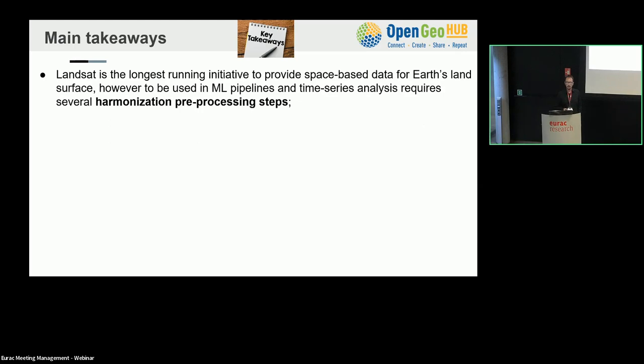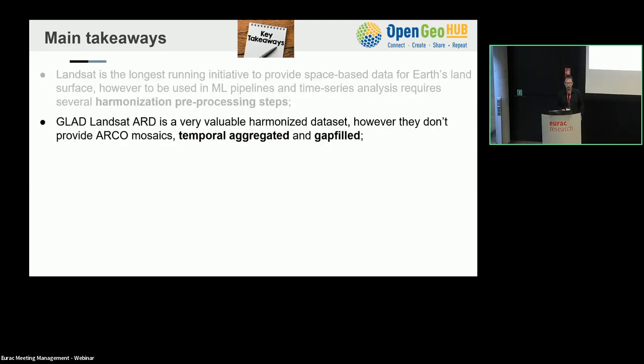Landsat is really the longest running initiative to provide space-based data for the Earth's land surface. But to really integrate it in a machine learning pipeline and time series, it requires a lot of harmonization and pre-processing steps. So what we are trying to do is implement it in a generic way. We don't believe that this is a silver bullet, but this data could help different initiatives. For some applications, you may still need to go back and process the whole data. But if we could attend multiple initiatives with this data, I think it's a valid effort.